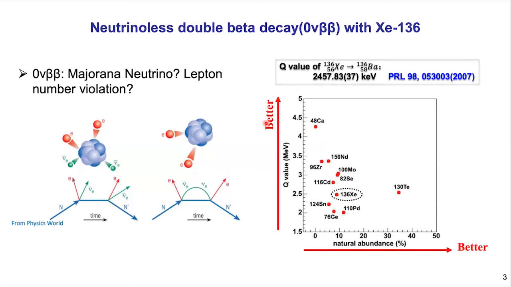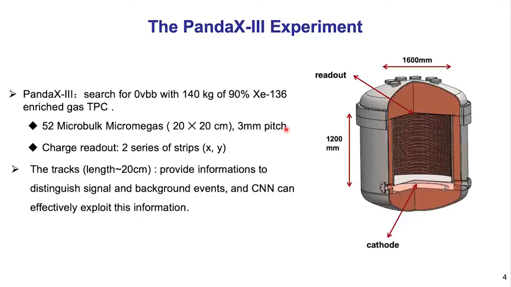And as a calorimeter, PandaX-III measures the energy of two electrons from neutrinoless double beta decay and constructs an energy spectrum at the region of interest around the Q value of xenon, which is almost 2.5 MeV. In practice, the PandaX-III collaboration is building a 140 kilogram level detector to search for neutrinoless double beta decay of xenon-136.